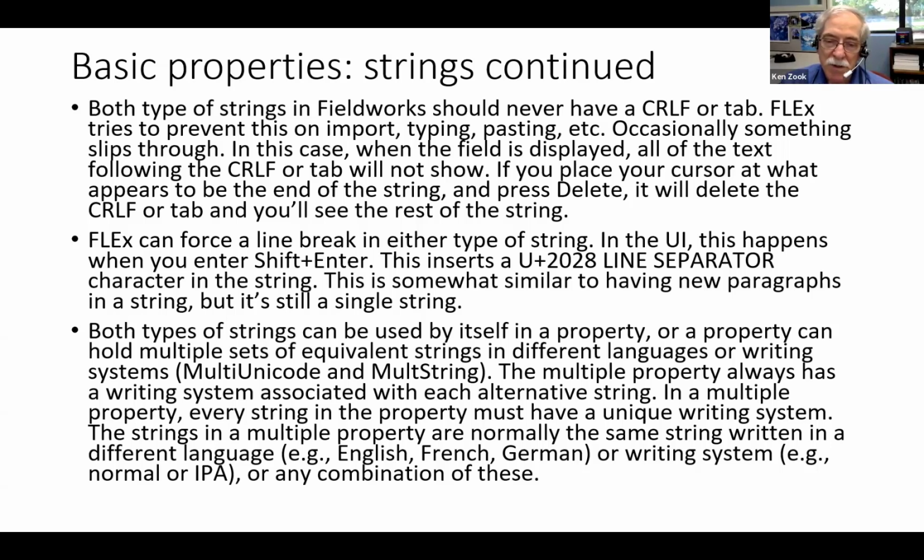Both types of strings can be used by themselves in a property, or a property can hold multiple sets of equivalent strings in different languages or writing systems. So these are called multi-Unicode and multi-string. The multiple property always has a writing system associated with each alternative string. And in a multiple property, every string in the property must have a unique writing system. The strings in a multiple property are normally the same string written in a different language or writing system, or any combination of these.